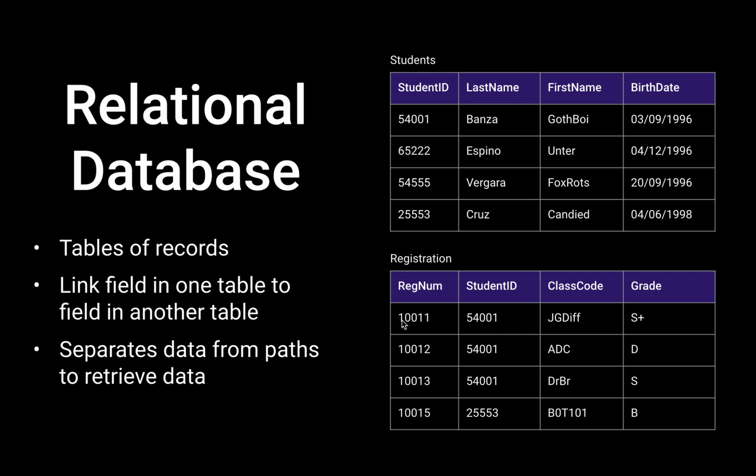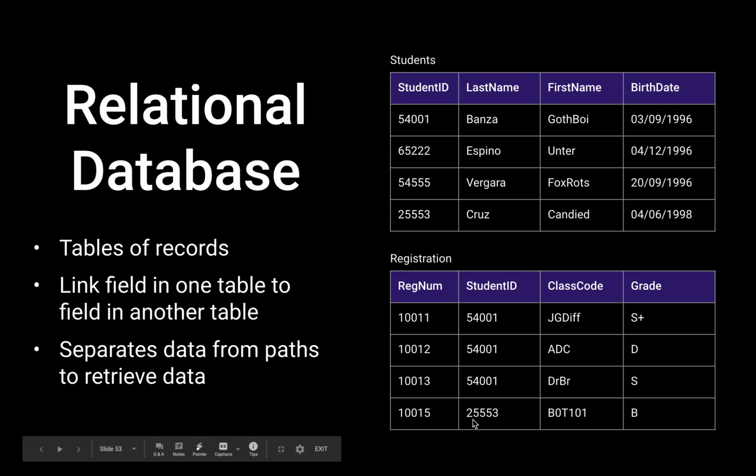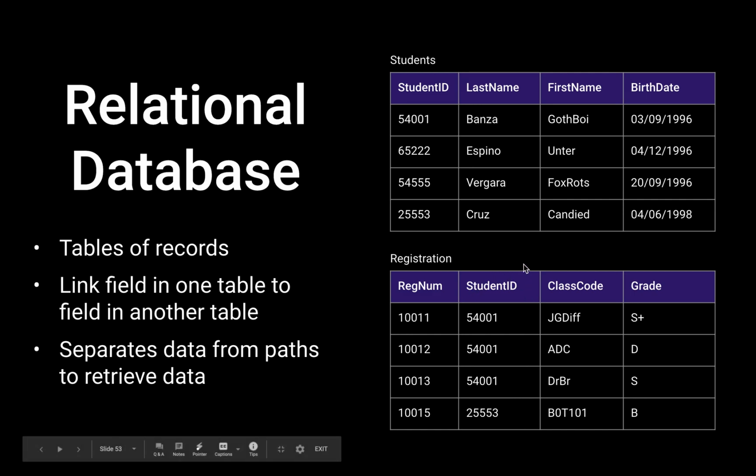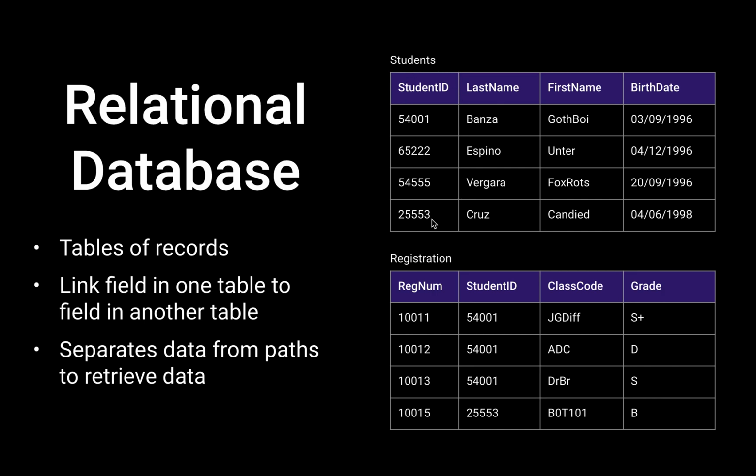So for example, in our registration table, this is the unique identifier. This is student ID, right? We got student Banza, Boy Banza, and this is the class code. And in the second registration, we got the student Banza again, and we put the class code ADC. And in this registration, we got student code 2553, which is Candid Cruz, and we put the class code as bot101. So what we were actually doing here is that this new field that we created to connect the student table to the registration table is what we call the foreign key. This student ID field over here, which was the primary key of the student table, is what we call a foreign key.